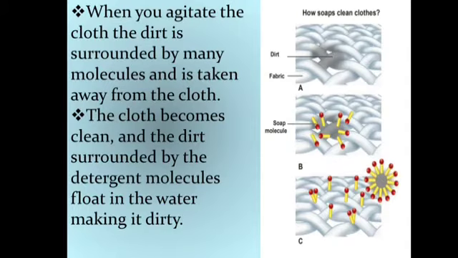When you beat or shake the cloth, the dirt is surrounded by many molecules and it is taken away from the cloth and the cloth becomes clean. And these dirt particles, surrounded by the detergent molecules, float in the water, making it dirty. So this is how the soap or detergent works to remove the dirt from the cloth.